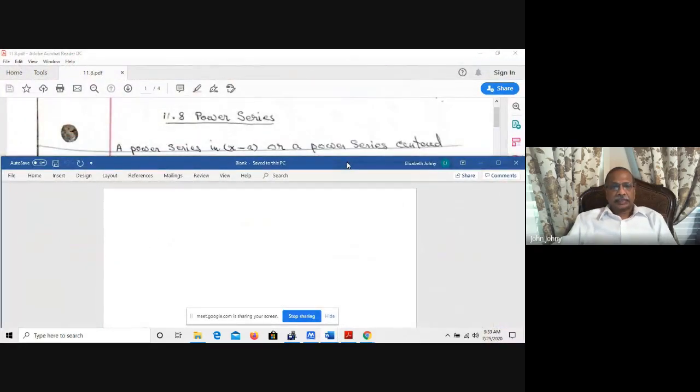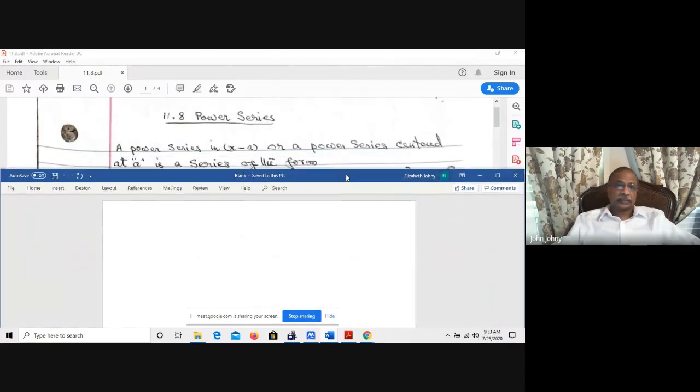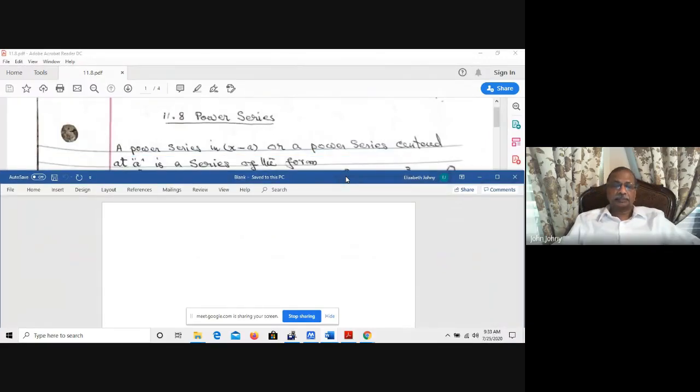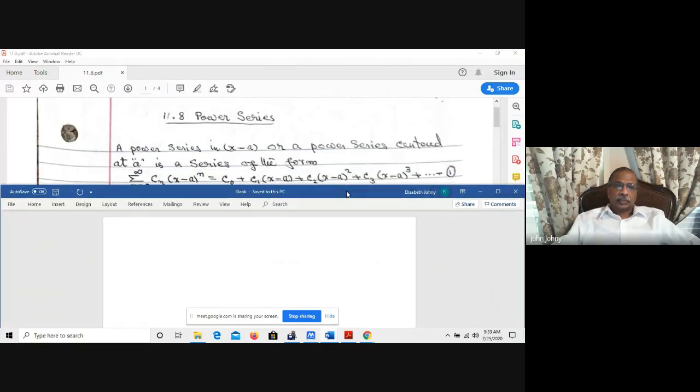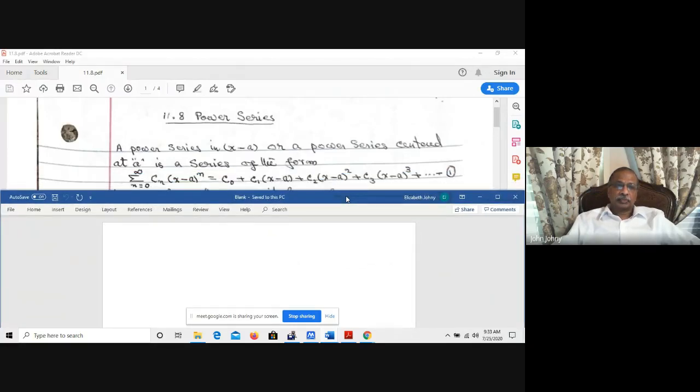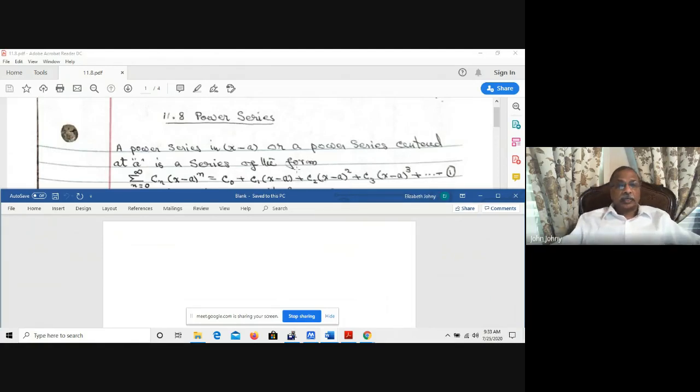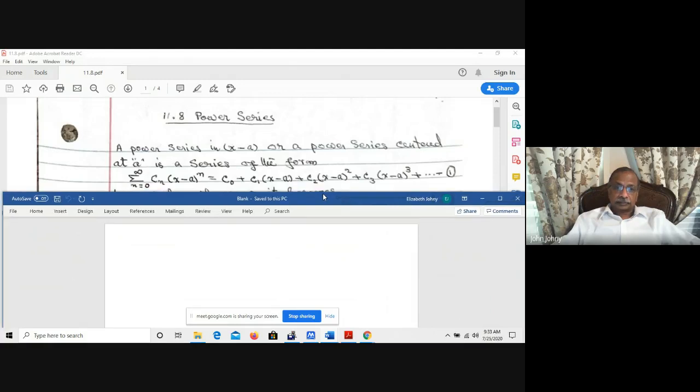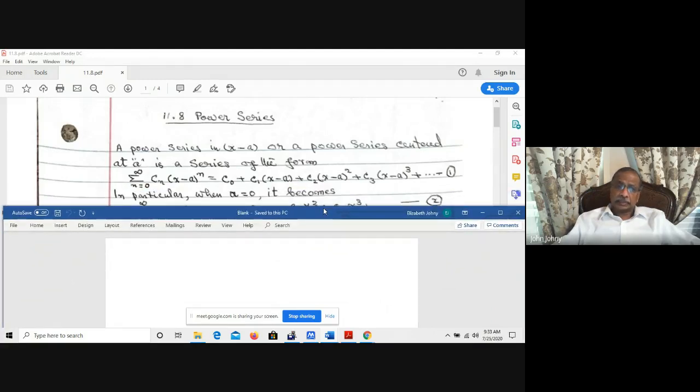A power series in x minus a, or a power series centered at a, where a is a real number, is a series of the form sigma n varies from 0 to infinity c_n times (x minus a) to the power of n. That means c0 plus c1 times (x minus a) plus c2 times (x minus a) squared plus c3 times (x minus a) cubed plus etc. So this is a power series centered at x equal to a.